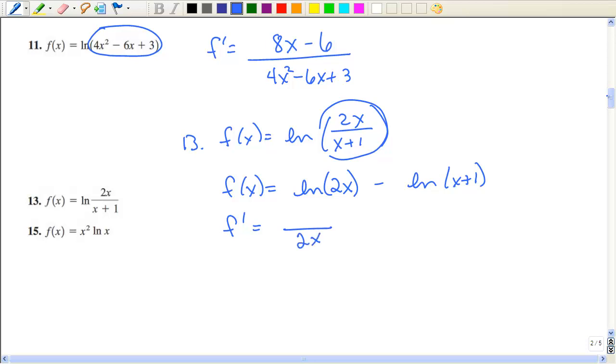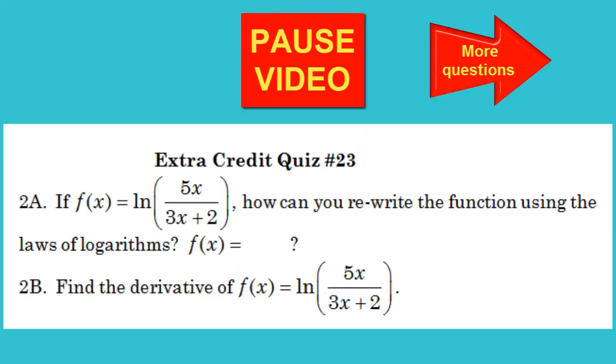So the 2x goes in the bottom, the derivative of 2x is 2, the x plus 1 goes on the bottom, and the derivative of that is 1. And the only thing I'm going to do is reduce out those 2's, and that's my derivative. So much easier than going through all that quotient rule. You might want to find a common denominator, but this answer is fine by me.